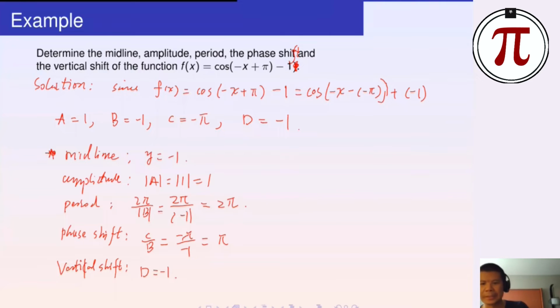All right, so did we get this? A is positive 1. B is -1, so that's -1x. C is -pi, so here we have -x minus -pi. D is -1. So we have the midline y equals -1. Amplitude is 1, period is 2 pi, phase shift is pi, and vertical shift is -1.